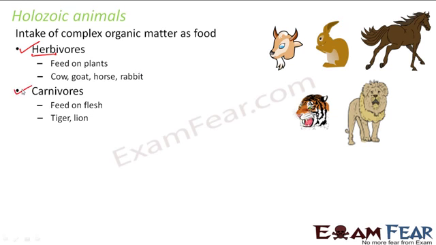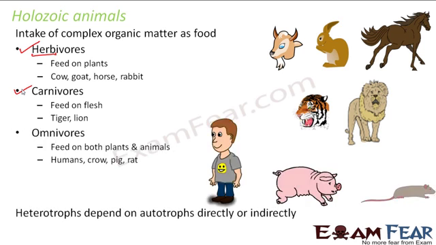Now there are a large variety of animals which feed on both plants as well as flesh. Can you give me one example of those kind of animals? Right, human beings. We ourselves feed on both flesh as well as plants. So they are known as omnivores. That means they feed on both plants and animals. Examples would be humans, crow, pig, rat. Since there were too many holozoic animals, they were further classified depending upon whether they feed only on plants, only on flesh, or on both plants and flesh.